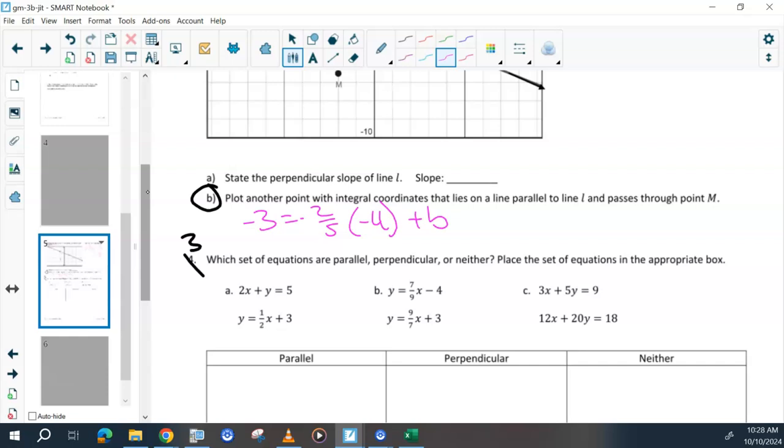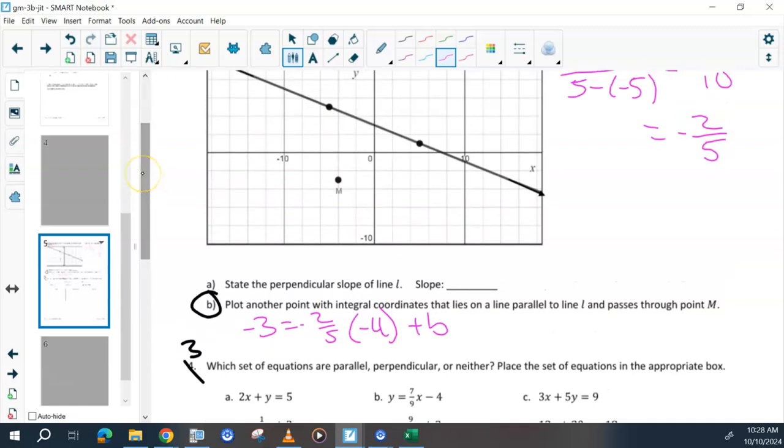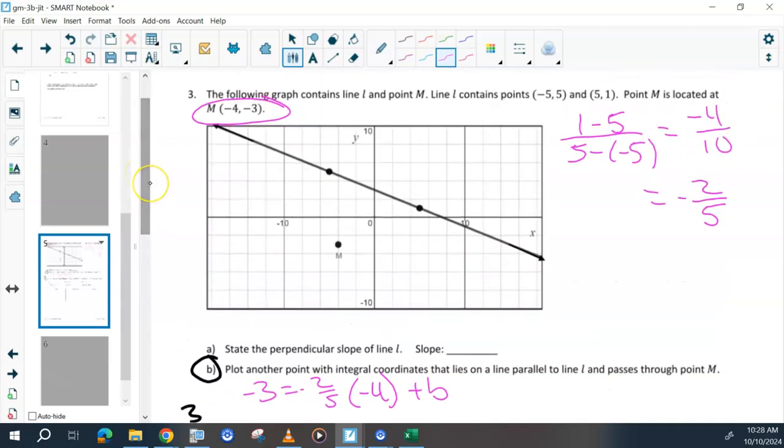I don't need the equation. I just realized I might be doing too much. I don't need this part. Once I have that slope, I just need to plot another point that would be parallel to it. So if I went up a half, that would be like up 1. So up 1, 2 to the left 5 would be up over 1 to the middle, 2, 3, 4, 5. So that would be -9, -1.